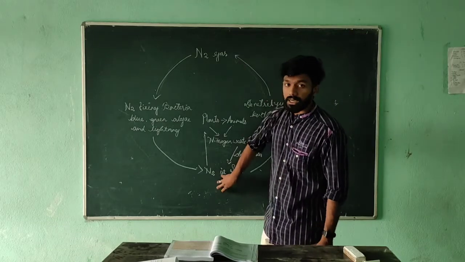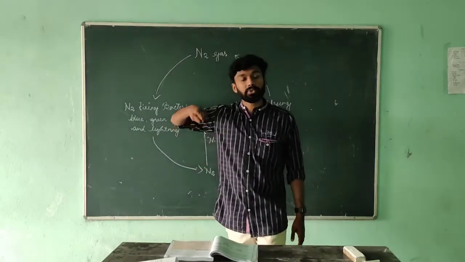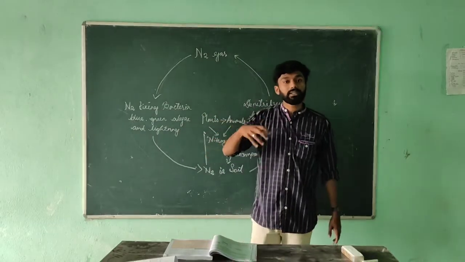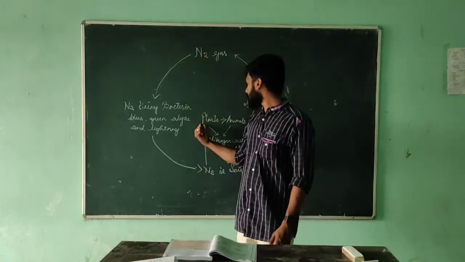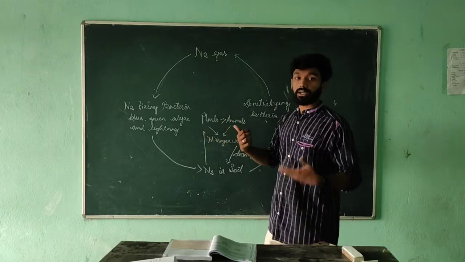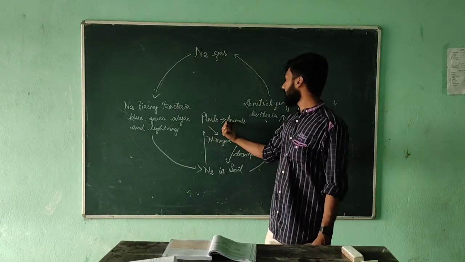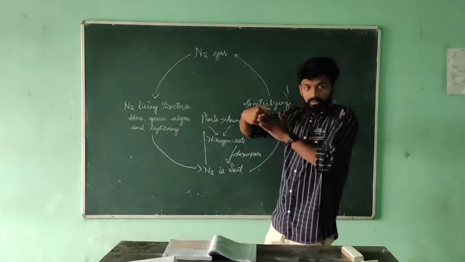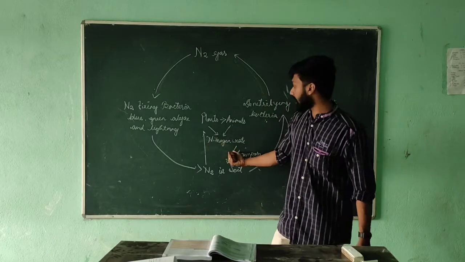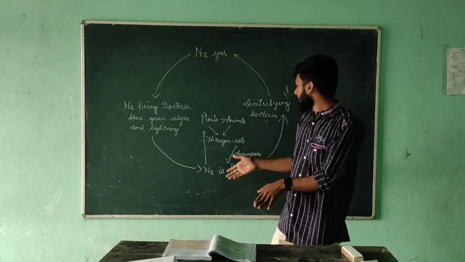Then, if plants are there, the plants will absorb the nitrogen which is fixed in the soil. The plants use this, and now the plants have got this nitrogen. Now, if animals, the heterotrophs, use these plants, then the animals also obtain this nitrogen from the plants. Then if they die, what happens?